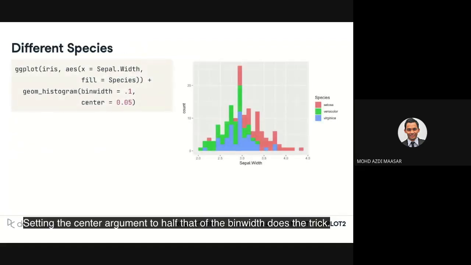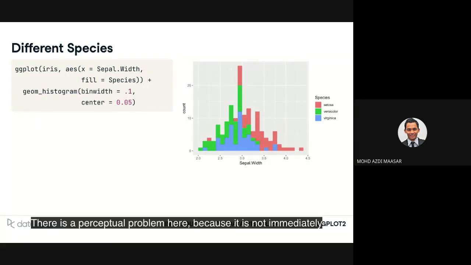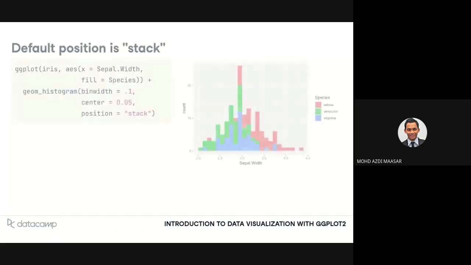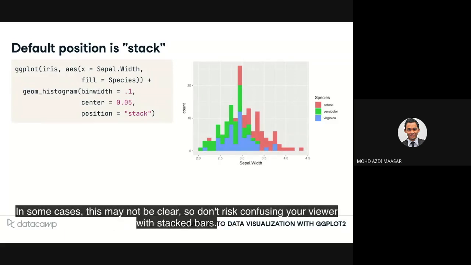Remember that we have 3 species in our dataset? We can fill the bars according to each species. This makes it clear that we have 3 histograms in the same plotting space. There is a perceptual problem here because it is not immediately clear if the bars are overlapping or if they are stacked on top of each other. The default position is stack. In some cases, this may not be clear, so don't risk confusing your viewer with stacked bars.